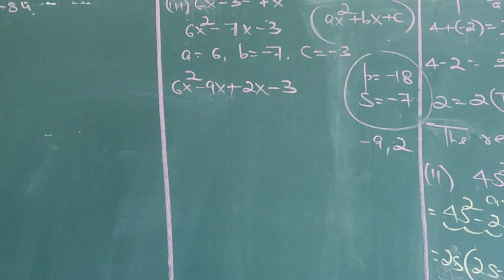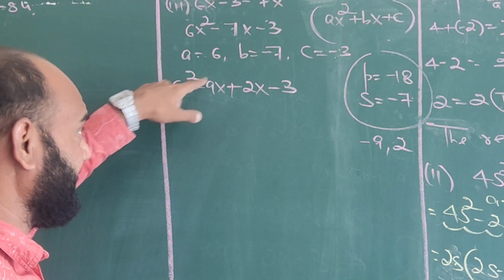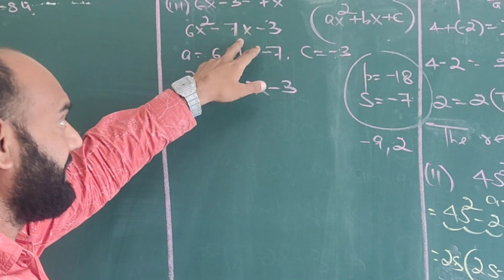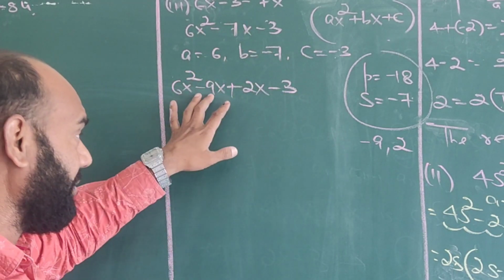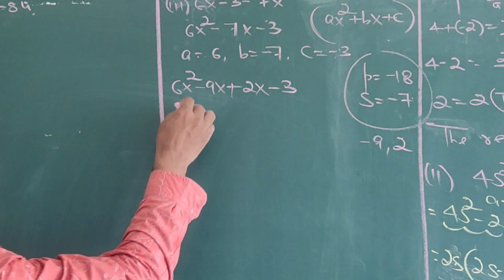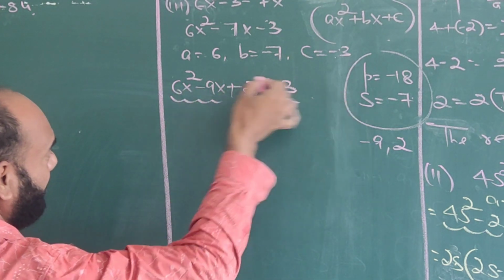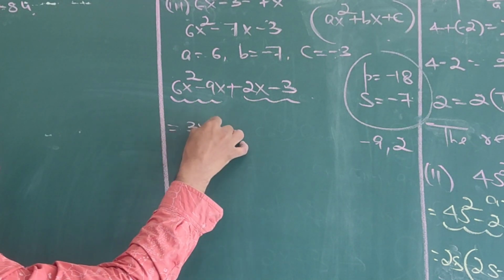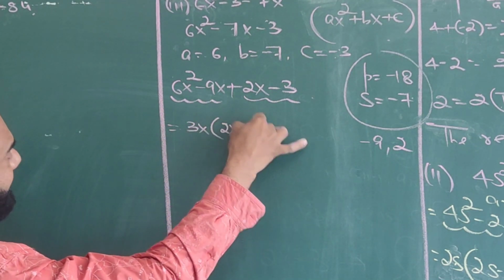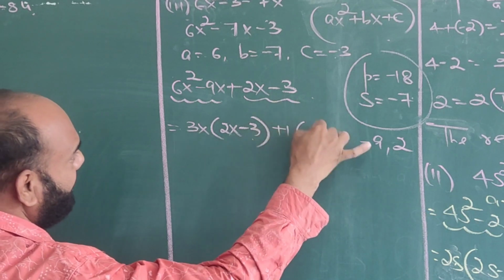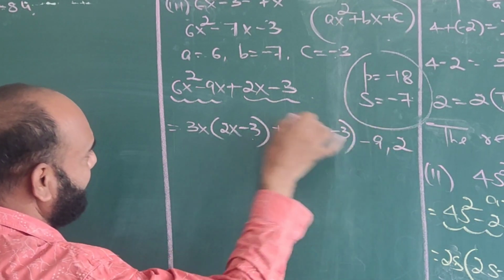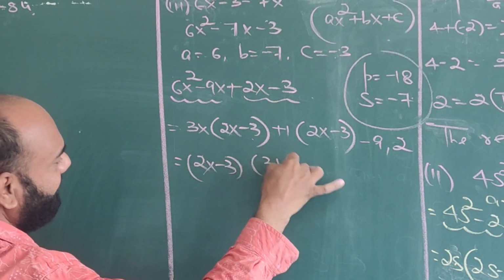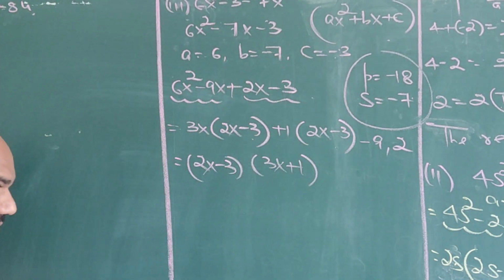We also see that the first term is as it is, the last term is as it is, and we only split the middle term, that is, minus 7x can be written in the form minus 9x plus 2x. Next, we take common from the first two terms and the last two terms. Common in the first two terms is 3x, so 2x minus 3, and in the next two terms the common is 1, and next is also 2x minus 3. So the common factor is 2x minus 3, and the remaining factor is 3x plus 1.